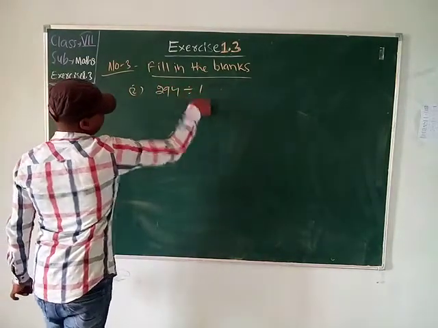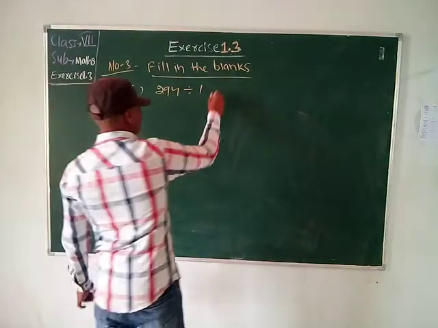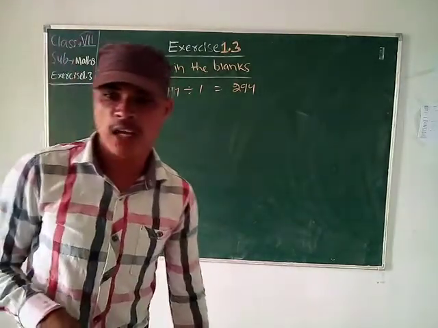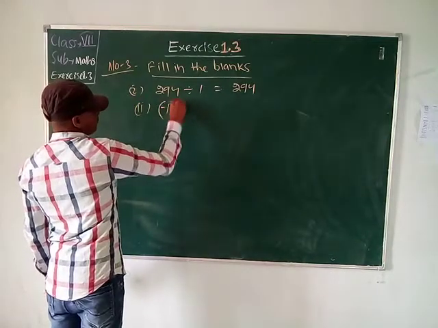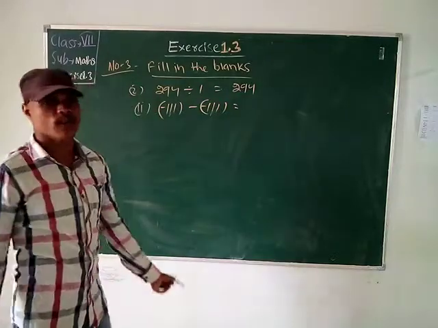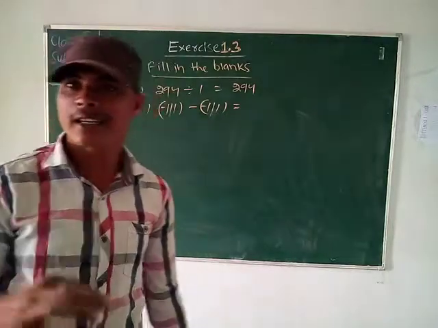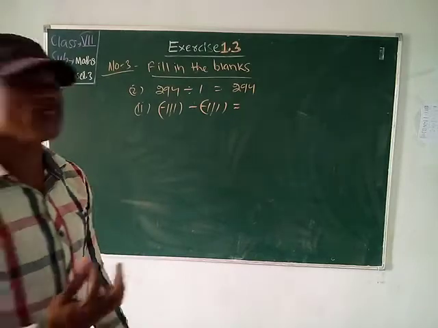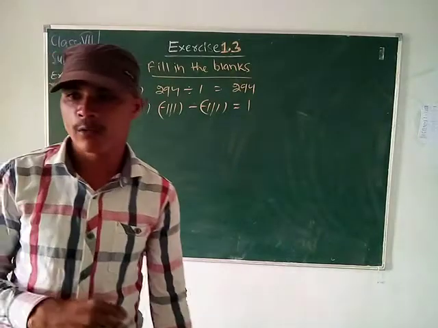294 divided by 1. We know that if we divide any number by 1, the answer is always the same, so 294 remains same. Now the second bit. Minus 111 divided by minus 111. Minus divided by minus equal to plus. If you divide any number by the same number, the answer is always 1. So 111 divided by 111 equal to 1.